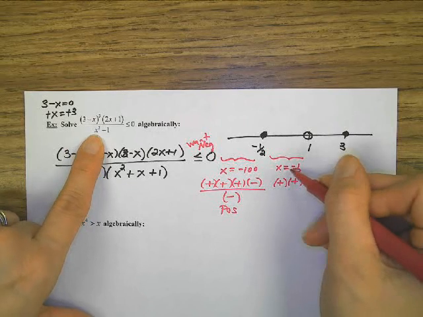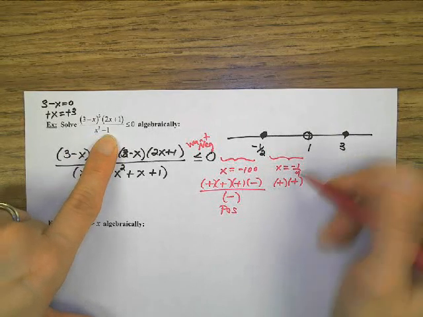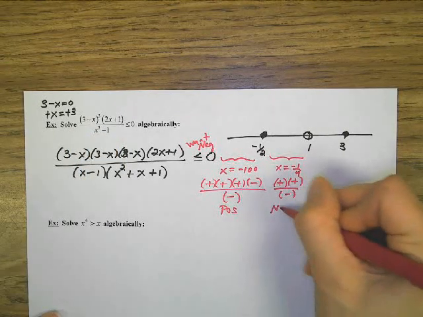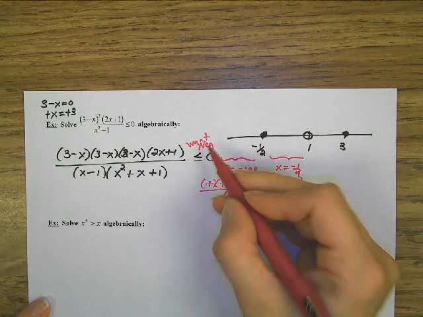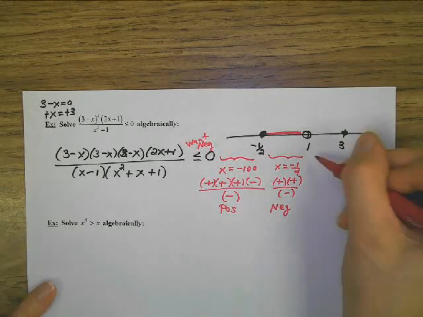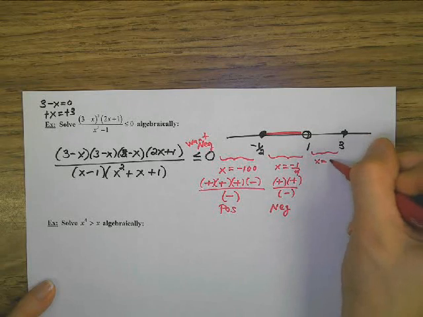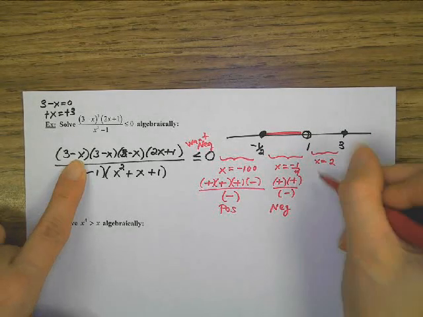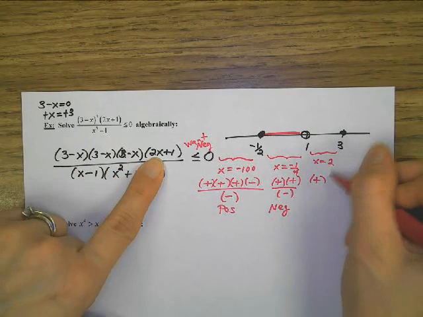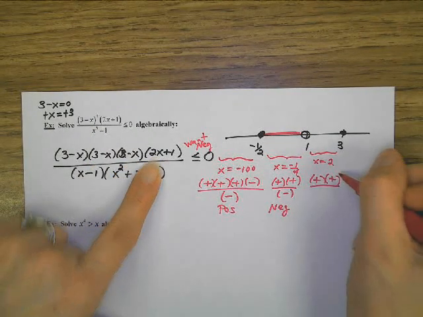Okay, right here, I think the best value would be 2. 3 minus 2 is positive, positive, positive, times another positive. I think I want to test the difference of cubes again. 2 cubed, 8 minus 1, that's a positive, but that's not what we want. And here, you could go big or you could go small. Do you want to test something like 5?